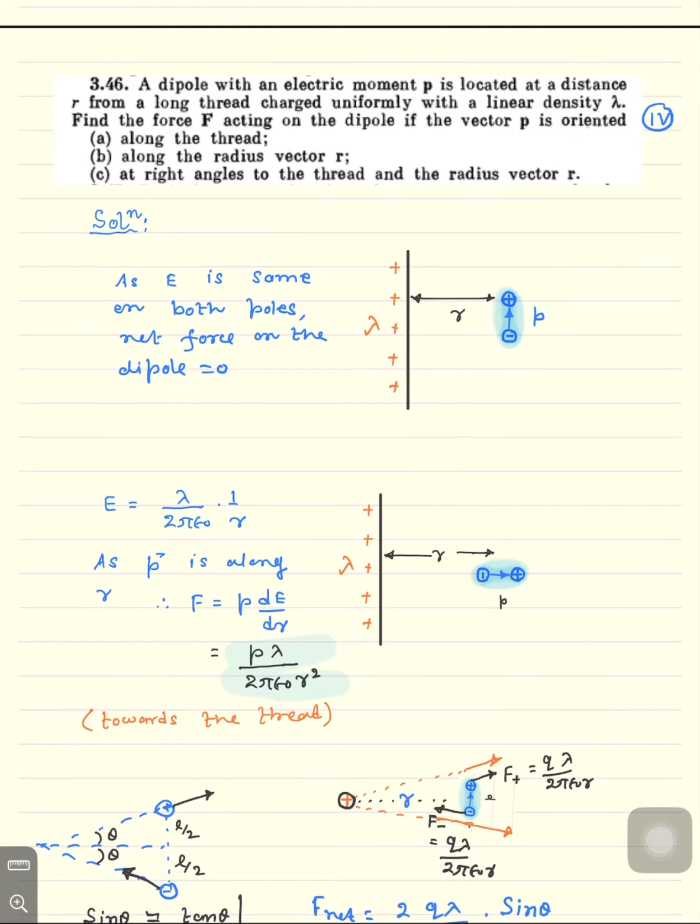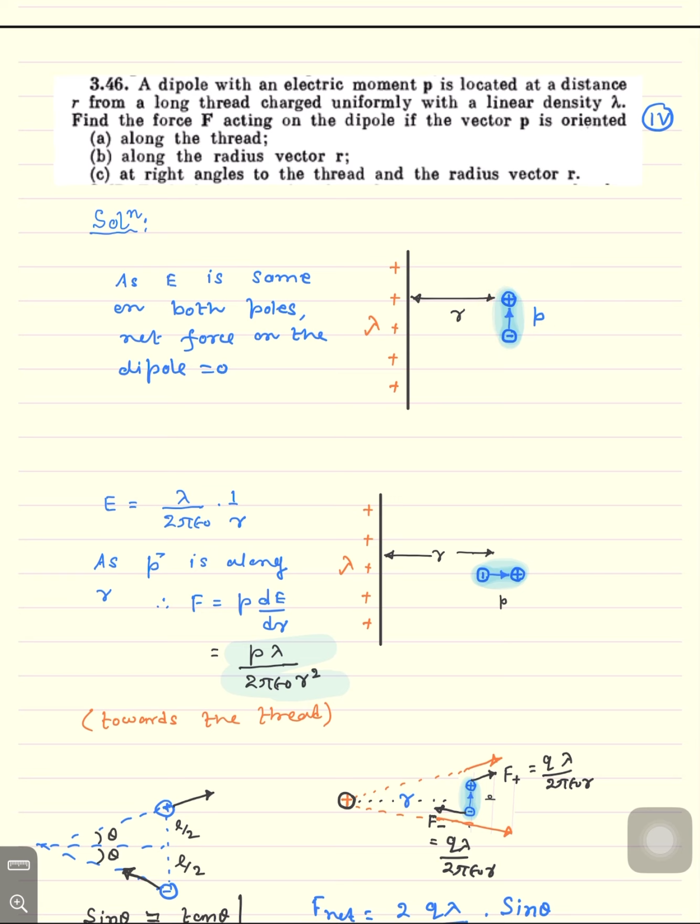Here I am going to discuss a problem of electrostatics in which we have to find the force on a dipole placed near a uniformly charged long thread. There are three orientations of the dipole, and in each case we have to find the force on the dipole. In the first case, the dipole is placed along the thread, that means parallel to the thread.